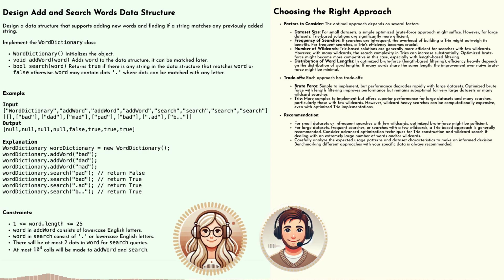It really comes down to understanding those trade-offs. Let's start with the try. It's really good at those prefix-based searches. Think about autocomplete. As you type, the try can really quickly narrow down the possibilities because it's already organized by those shared prefixes. So if I'm building autocomplete, the try seems like the way to go. It's a strong contender, for sure.